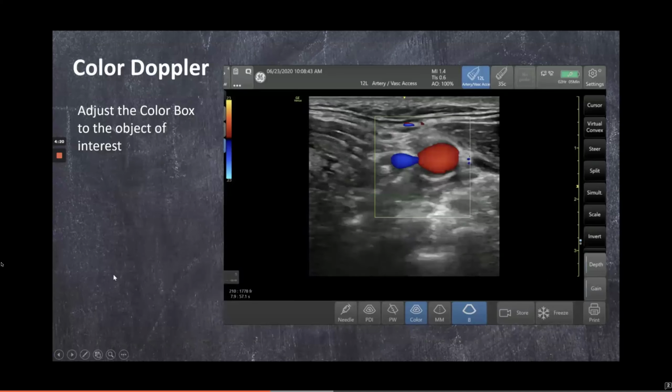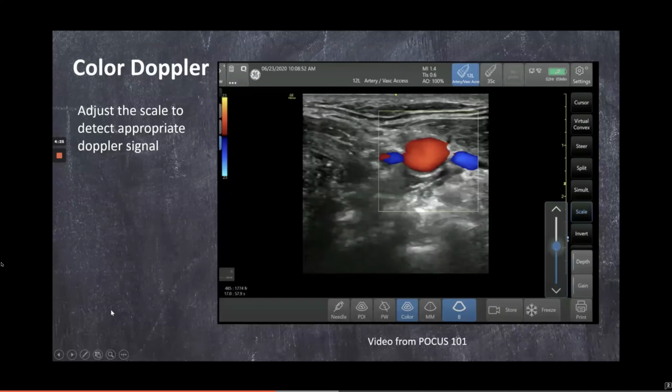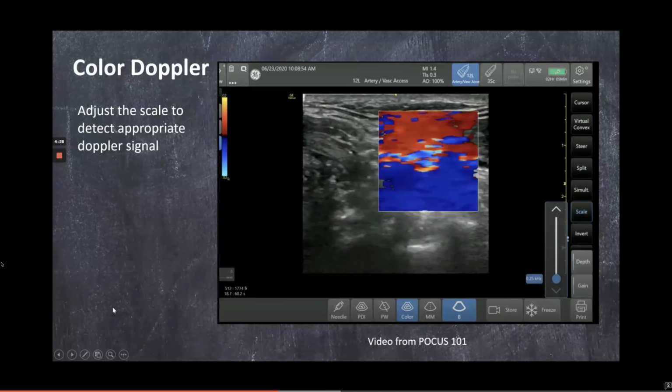So adjusting the area of interest as shown here is important. Then you want to adjust the scale. Because if you decrease the scale too much, for example, here, now we're picking too much signal, leading to this concept called aliasing.